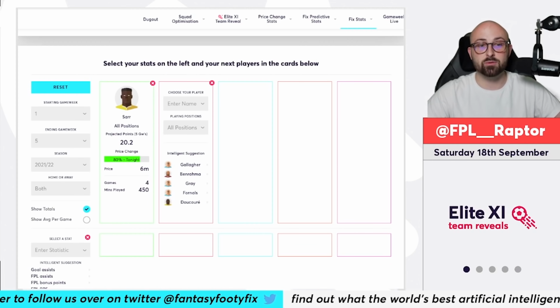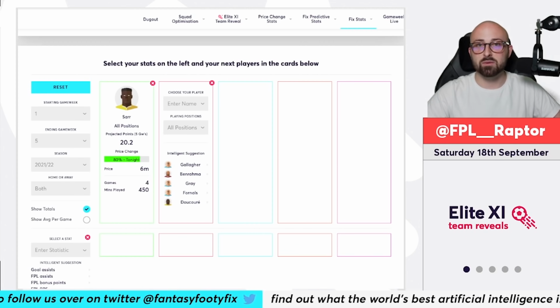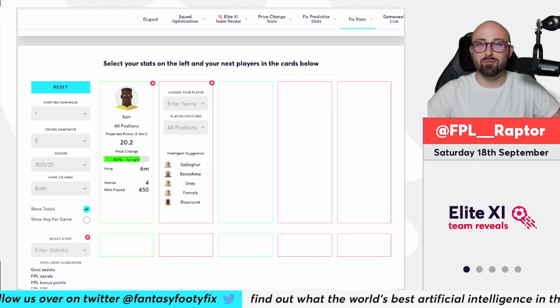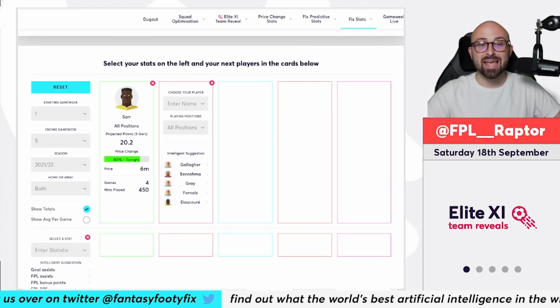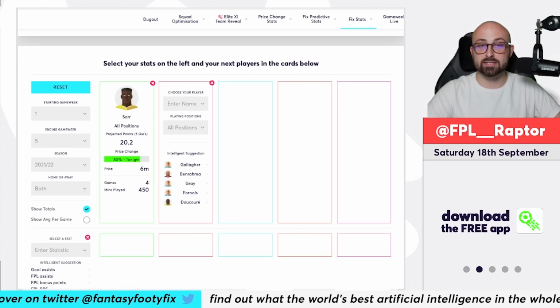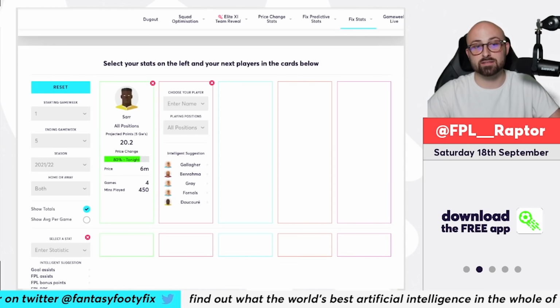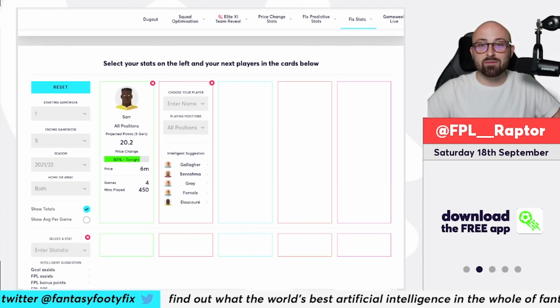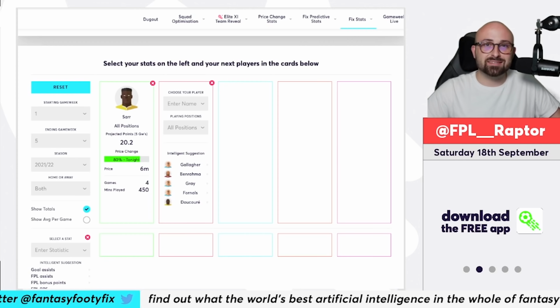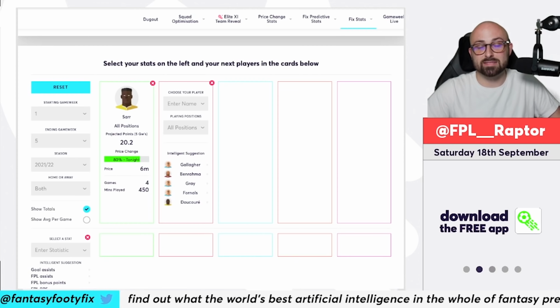So 20.2 points, around 4 points per game week. That's pretty good, but not great. But obviously at 6 million, what more can you expect? And you can also see the price change is 80% predicted, and he's predicted to rise tonight. So it's a nice way, if you don't want to go to price prediction, then to stats, you can compare everything on one single page.